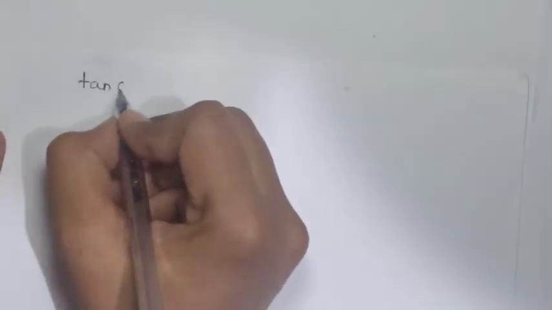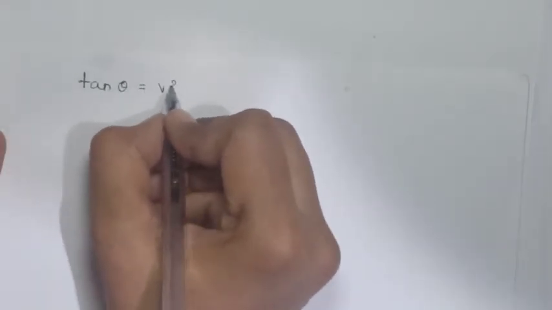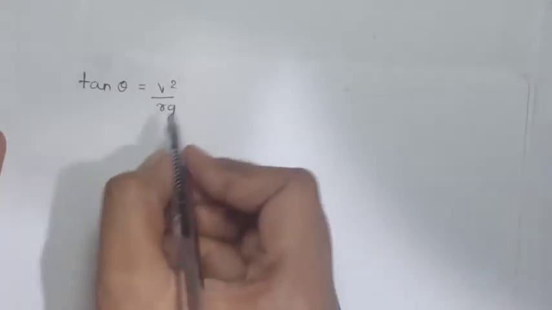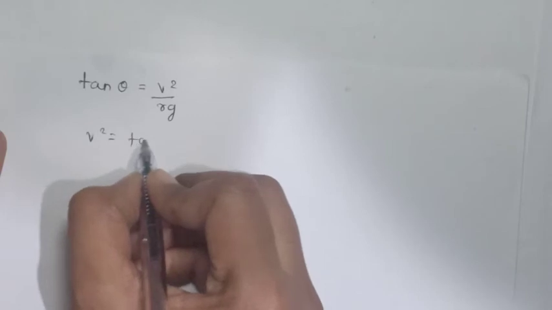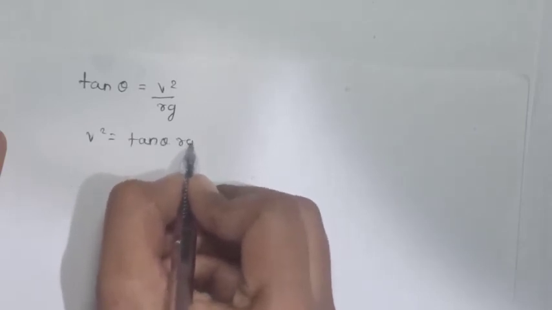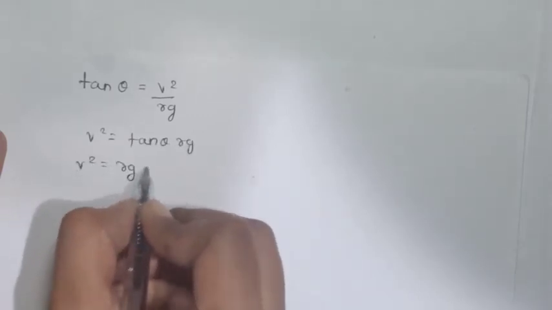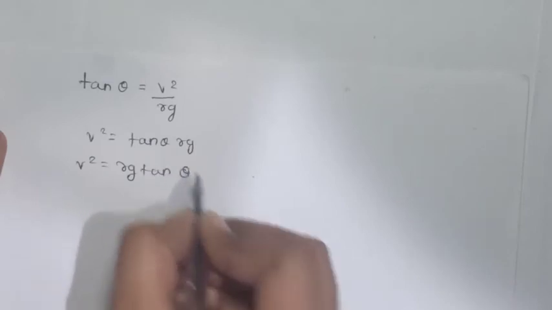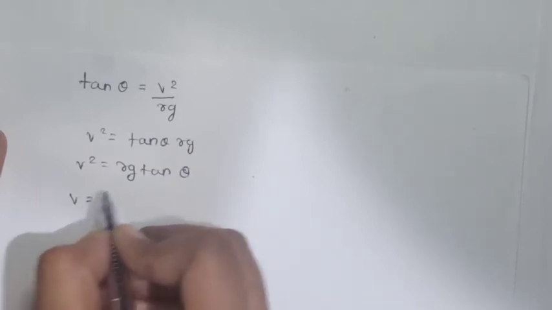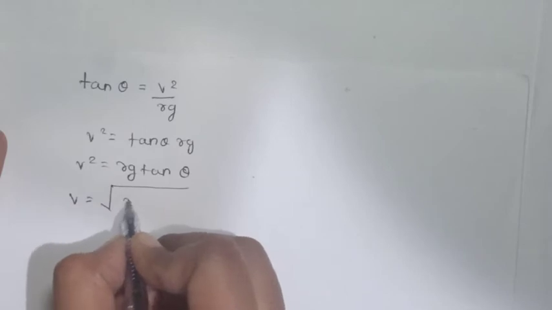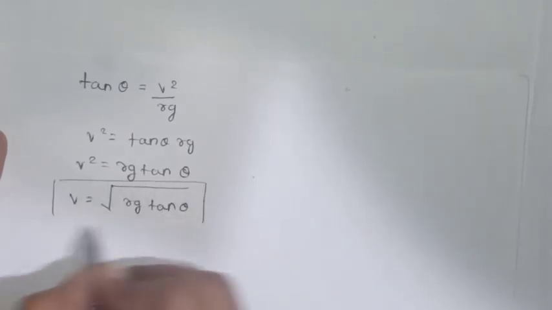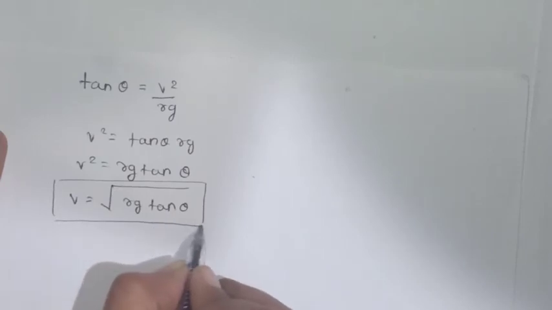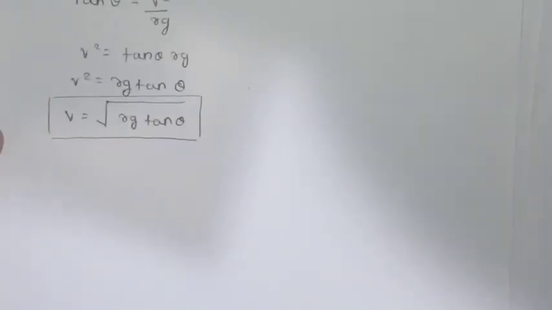So for a banked curve road we got the relation tan theta equals v squared by rg. So from this equation, v squared will be rg tan theta. So you get speed equals the square root of rg tan theta. This is the relation for speed on a banked curve road.